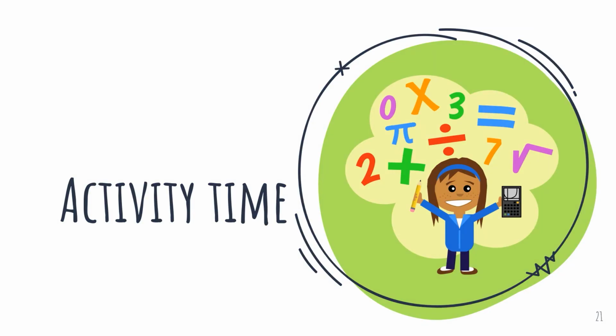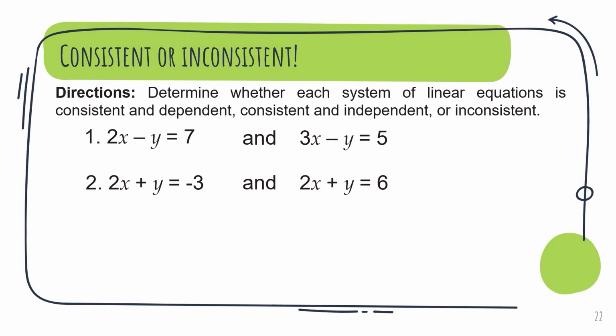It's activity time! The title of the activity is Consistent or Inconsistent. We're going to determine whether each system of linear equations is consistent and dependent, consistent and independent, or inconsistent. For number 1, we have 2x minus y is equal to 7 and 3x minus y is equal to 5. And for number 2, we have 2x plus y is equal to negative 3 and 2x plus y is equal to 6. You are given 15 seconds to answer.